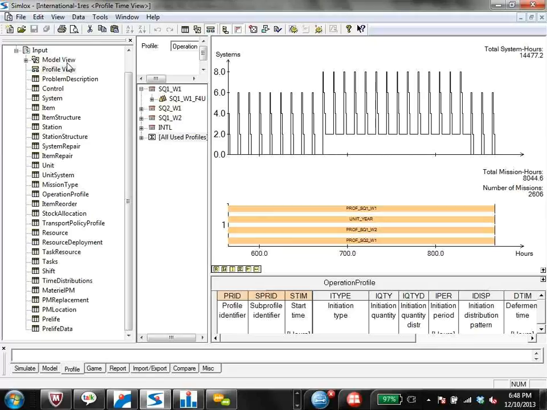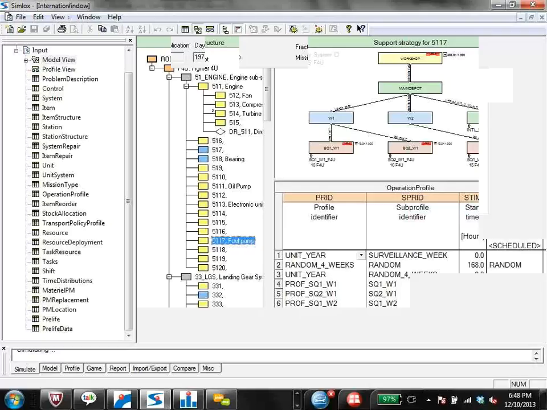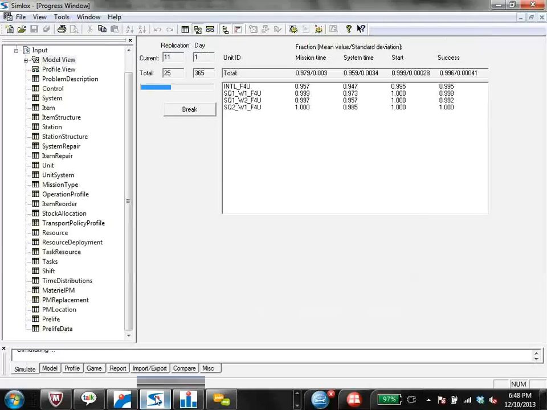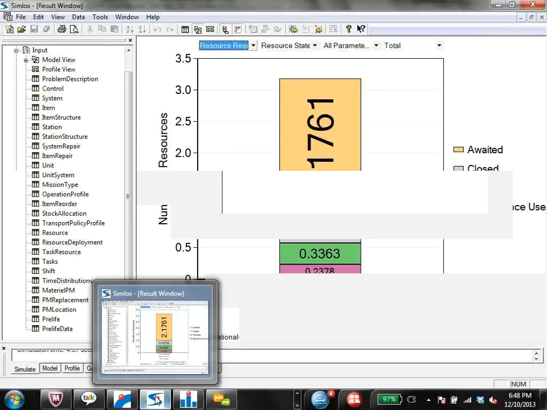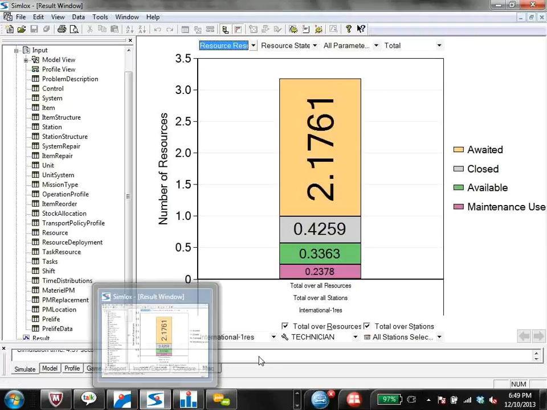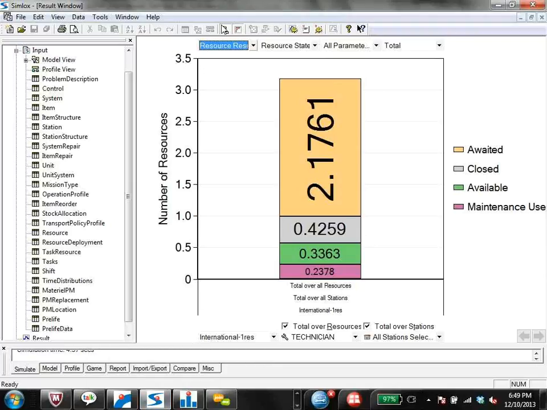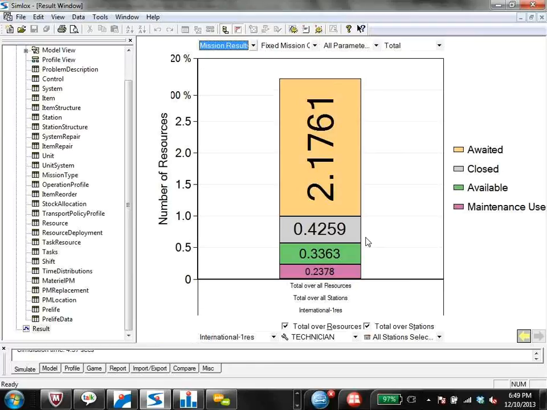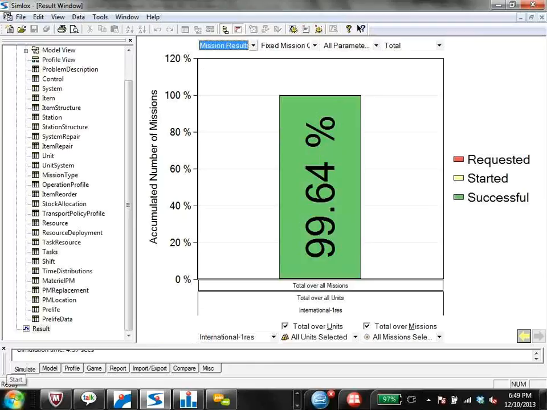So go back to the model view. We'll run this simulation. And again, we're going to simulate 25 replications over a year of operations. And we'll be able to see that, we'll go to our mission results. In this particular case, that 95% aircraft availability resulted in a 99.64% mission success rate.